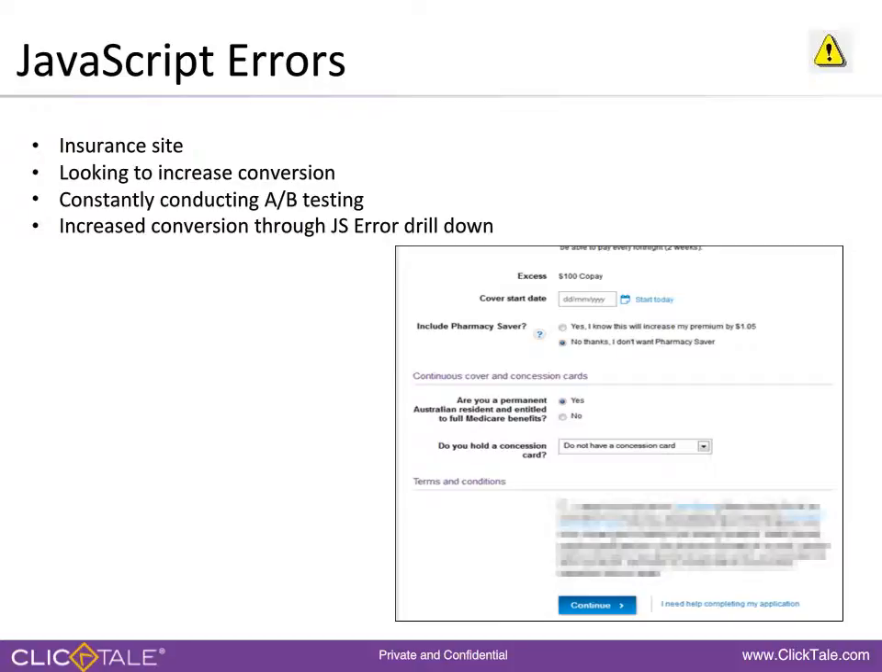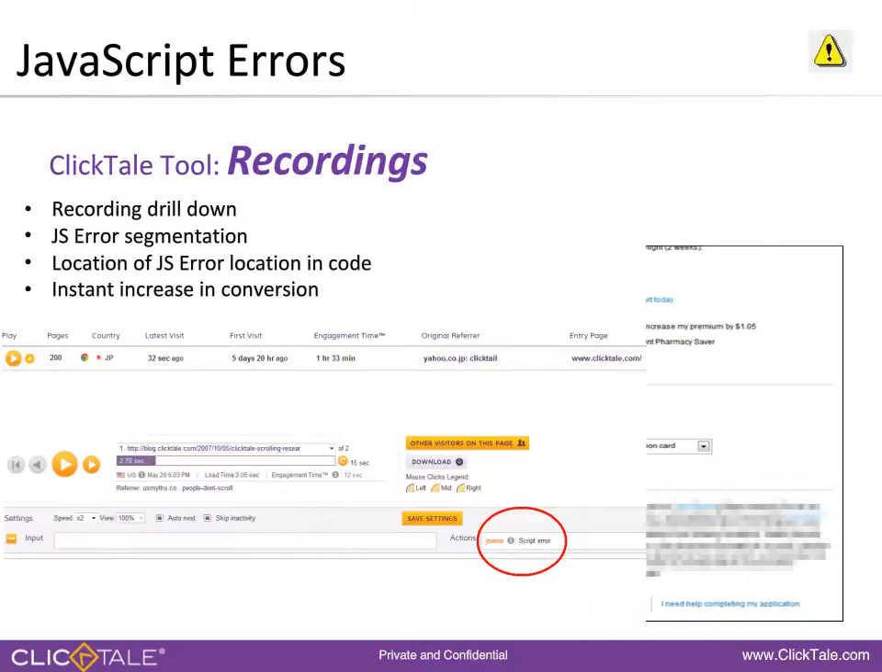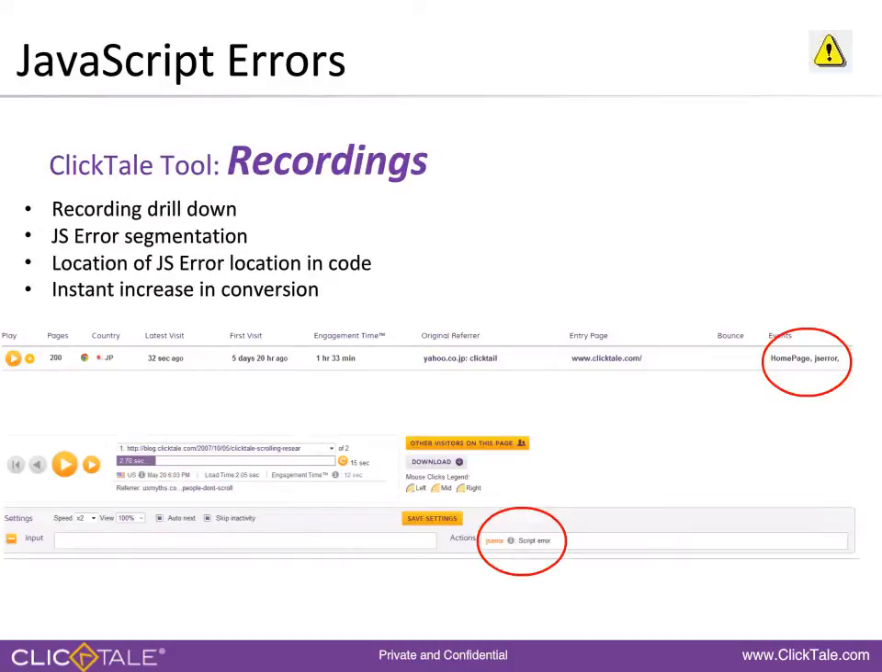But basically what was surprising for them is simply just by looking at recordings and looking at where some JavaScript errors are occurring, they instantly increased their conversion. And I'm going to show you a couple ways of how they did this. So the first way that they did this is they drilled down into the recordings themselves, into the playback.